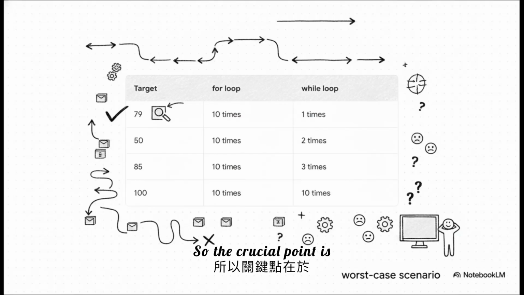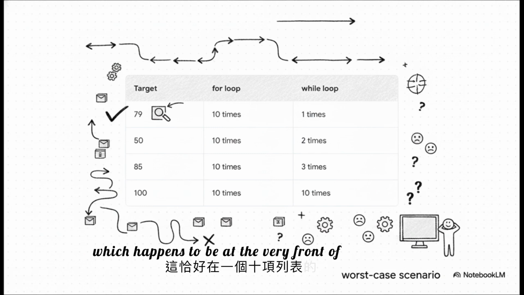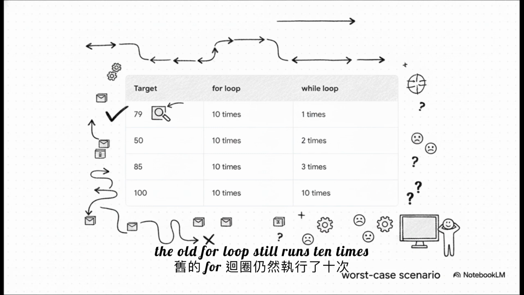So the crucial point is when you compare the runtimes. If our target is 79, which happens to be at the very front of a 10-item list, the old for loop still runs 10 times.